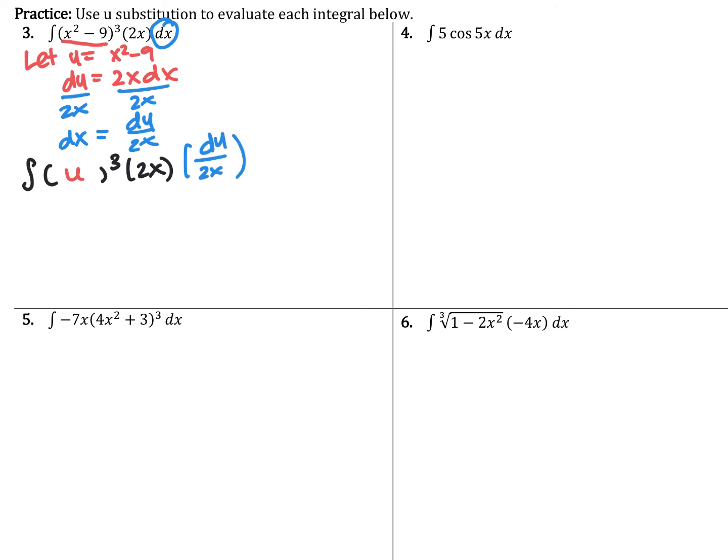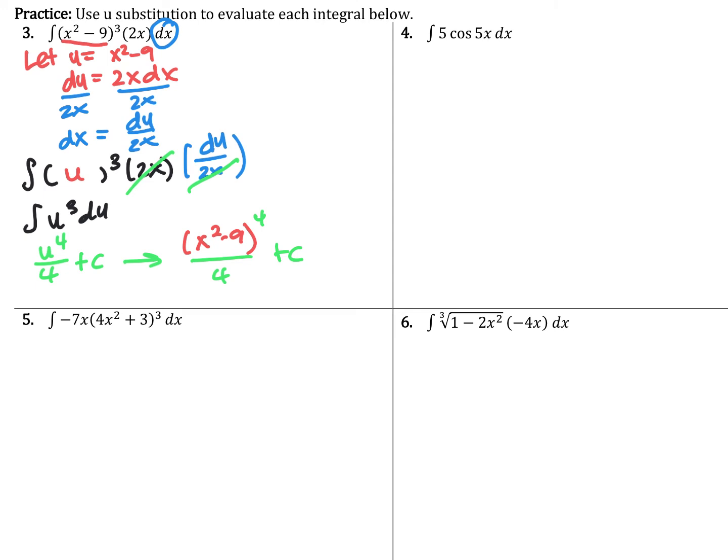Now I'm going to simplify anything that simplifies. Well, these 2 pieces are the same, and one of them is in the numerator and one is in the denominator. So I'm left with the integral of u to the 3rd du, and if I apply the power rule here, that's going to be u to the 4th over 4 plus c. And I'm going to substitute back in what u is. U is x squared minus 9. That is going to be to the 4th over 4 plus c.